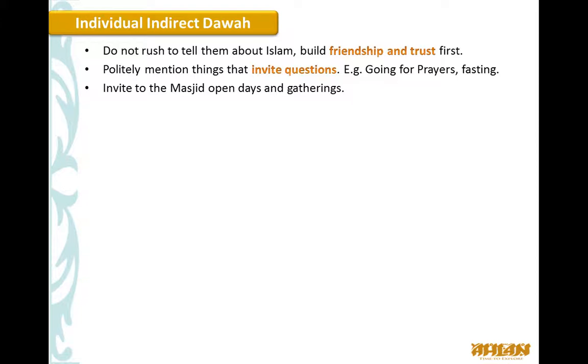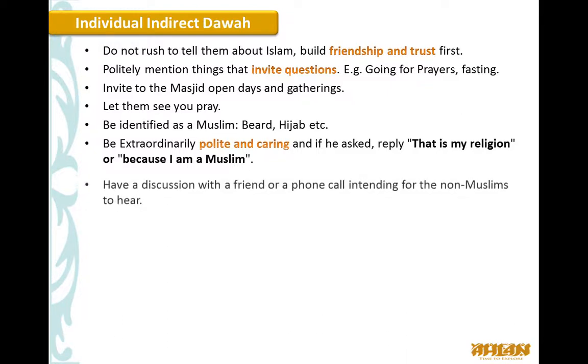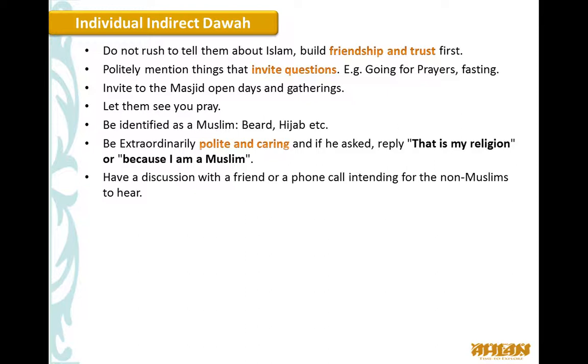Invite him to masjid open days, gatherings. Of course, let them see you pray. Be identified as a Muslim, whether through having a beard or through hijab. This makes people want to ask you about it. Be polite and caring, and if you're asked why, say that this is Islam, this is my religion. You can make a phone call while the non-Muslim is around you and you are discussing religion with someone, so this could create an interest for him.